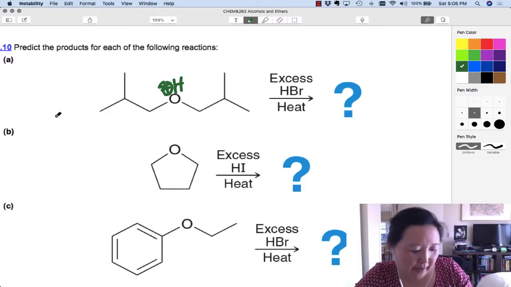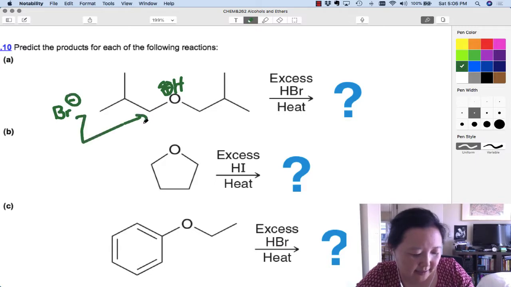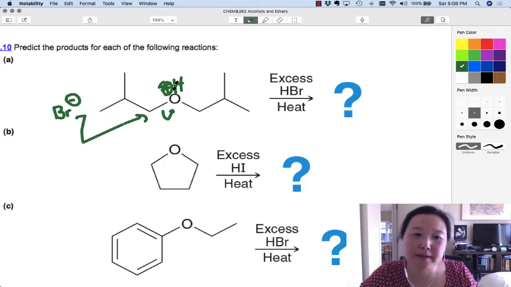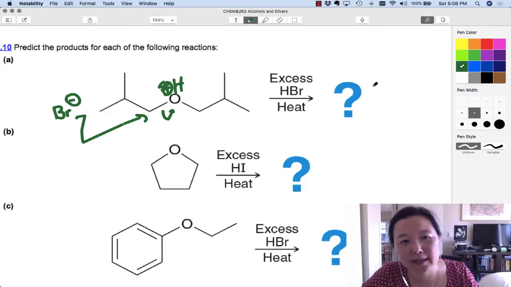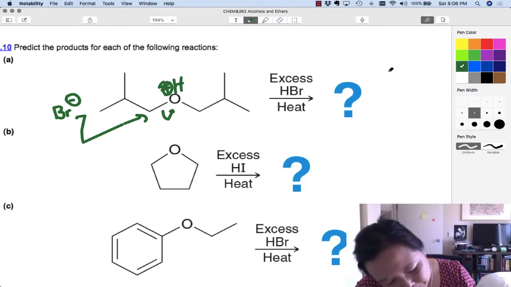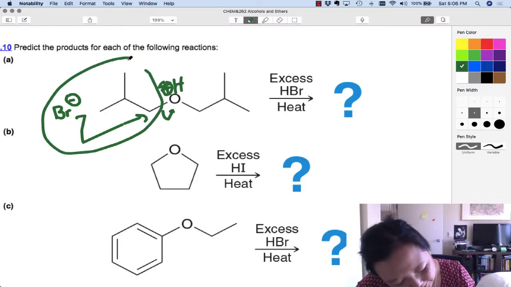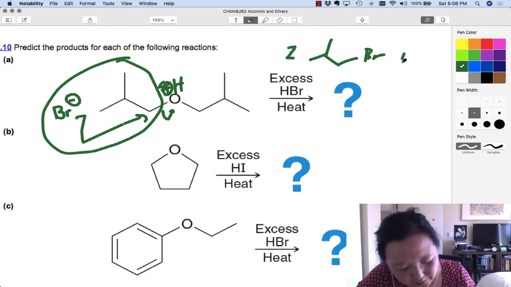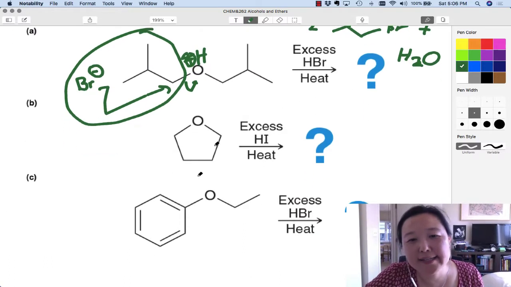So let's say bromide, which is the byproduct of HBr dissociation, can come in and dissociate this leaving group as an alcohol. And then this alcohol can combine with the alcohol if bromide comes in this way, and then we're going to get water. So let's show the product. So when this attacks here, this is going to give us Br here, and it will give us that on the other side as well. Okay, so let's try these now, and then we'll come back and check our answers.